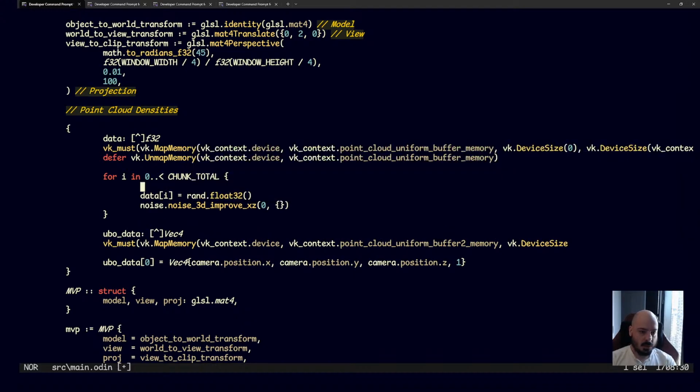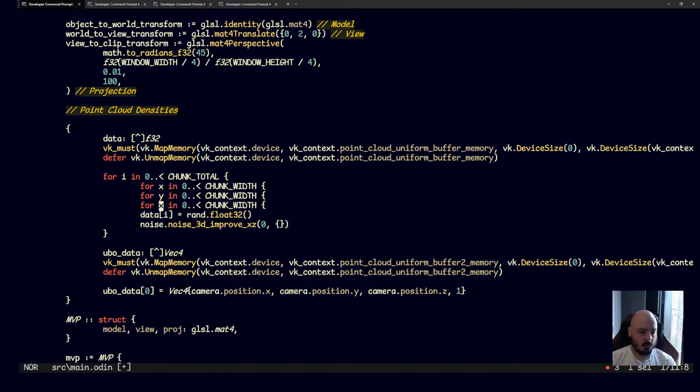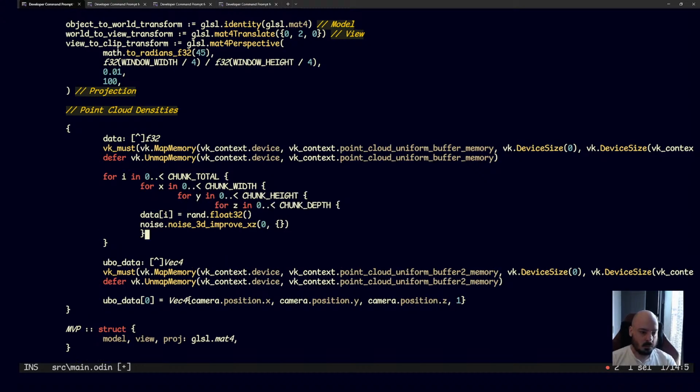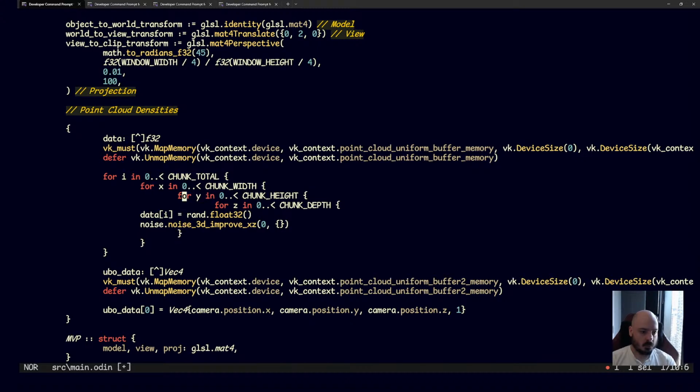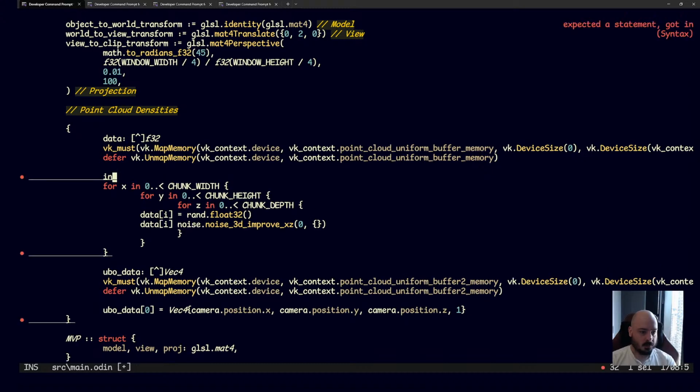Well, actually, why don't we do a loop here? So for x in 0 to chunk width. Right, yeah, what am I doing? There we go, that's good. We can just set this to... I'll just do the easy way.